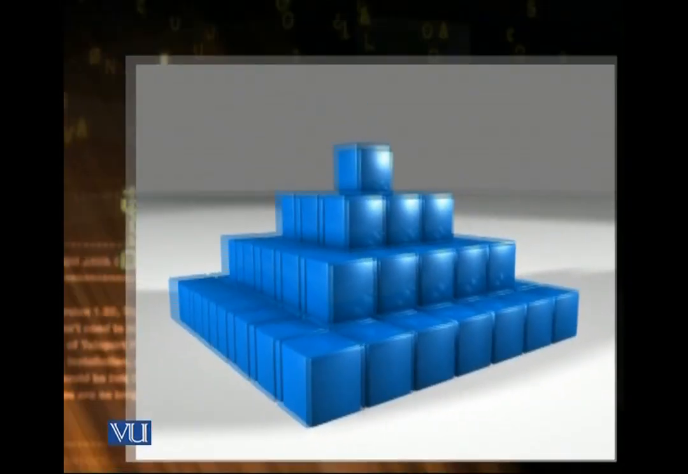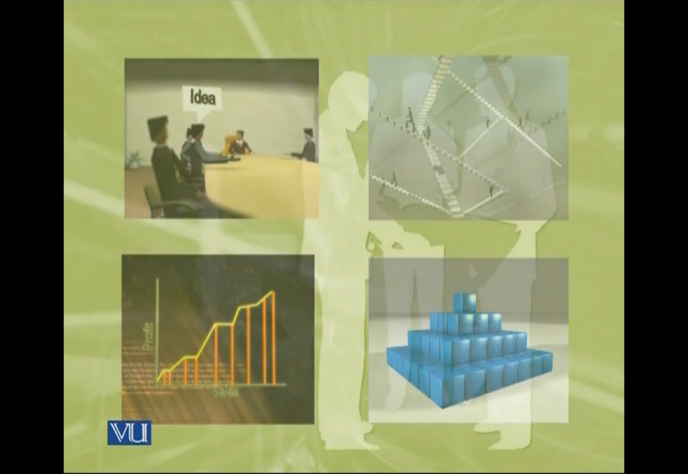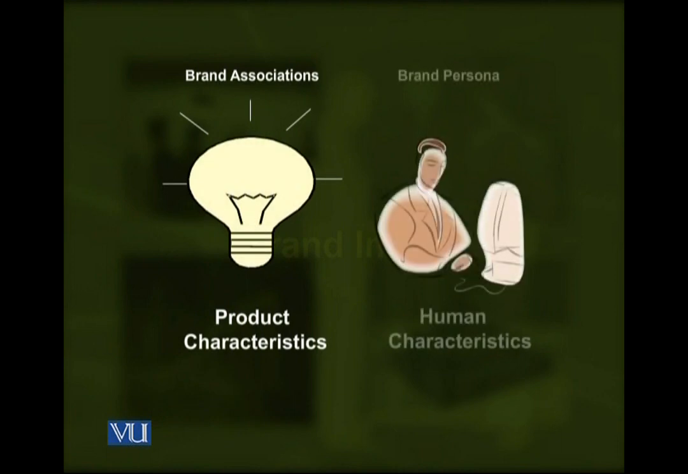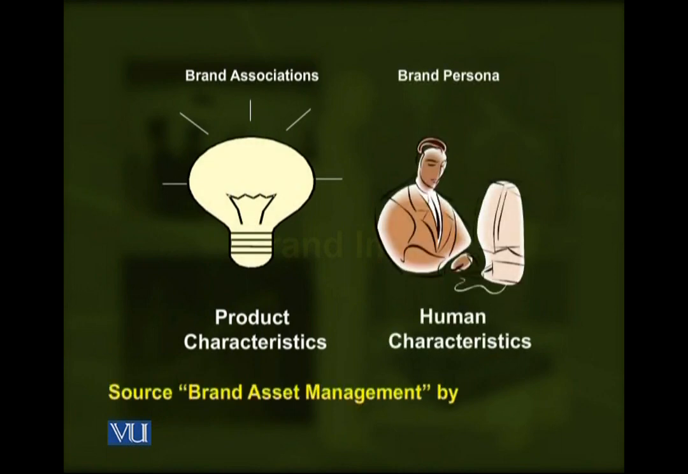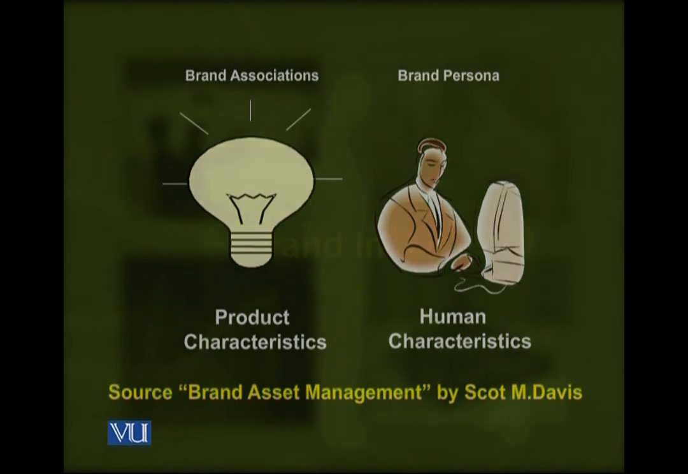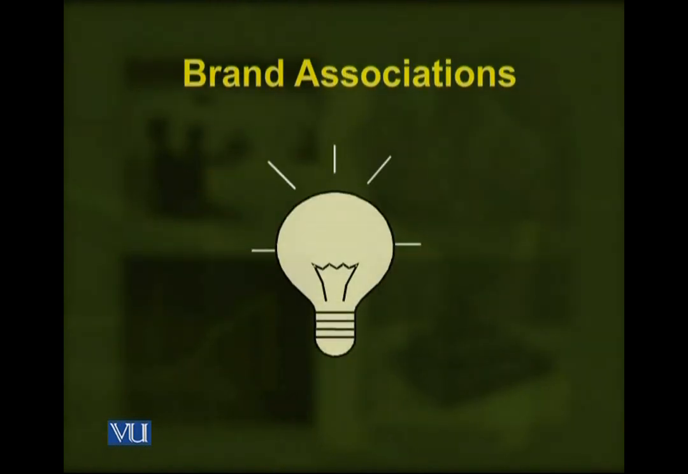Let us see this graphic illustration. Like I said, image has two components. As you can see, there's a part which consists of product characteristics. The other part is brand persona. I have explained what these two parts are all about. Having looked at this, now let us talk about what they really do. Let us first talk about associations before getting onto persona.